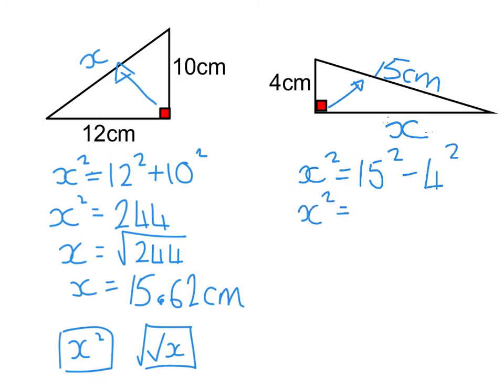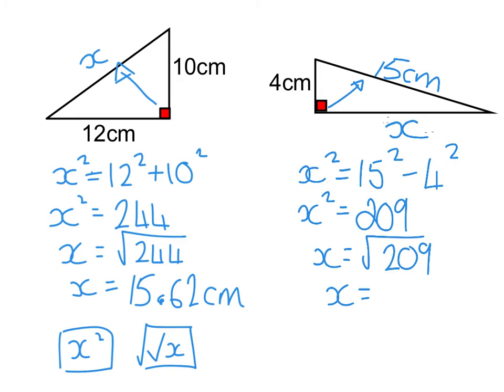So you type in 15, hit your x squared button, take away 4, hit your x squared button, and you get 209. X is then the square root of that number, so you hit square root answer or square root 209, whichever way you're more comfortable with. And this to 2 decimal places gives us 14.46 centimetres. And I should say that that was to 2 decimal places. So they are your basic ones. Now I'm going to show you some slightly more complicated ones that you might have in a test.